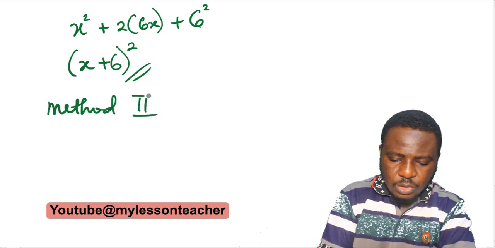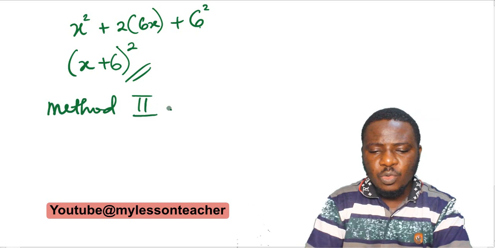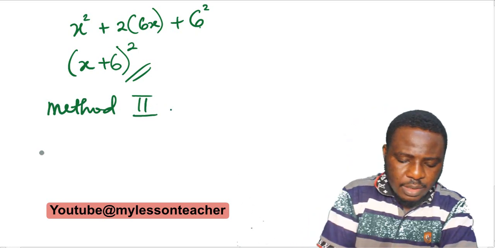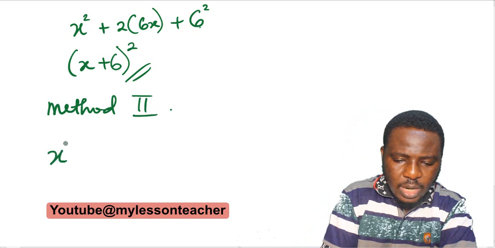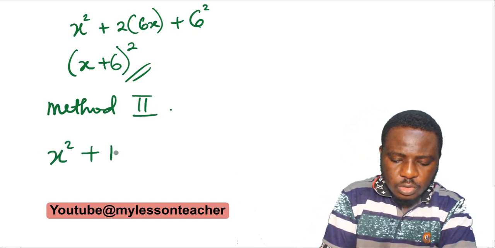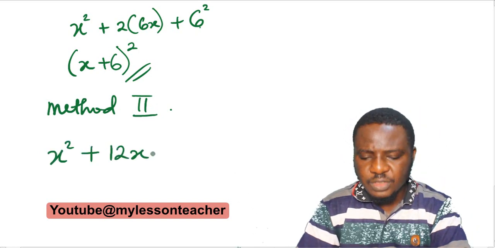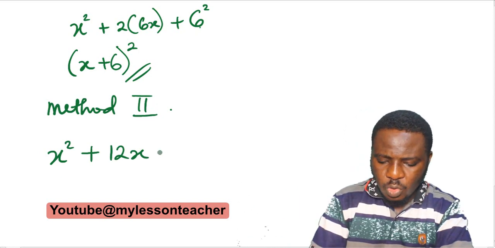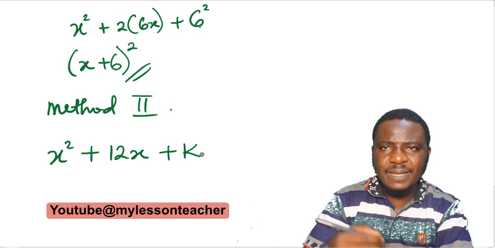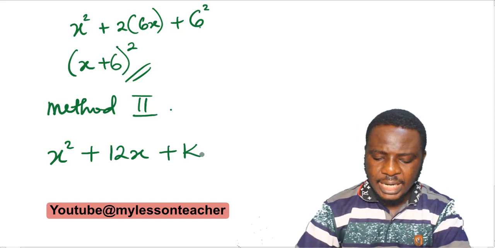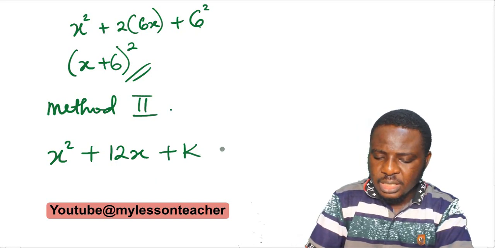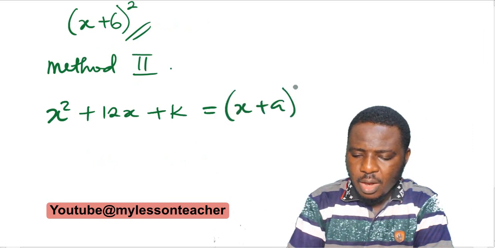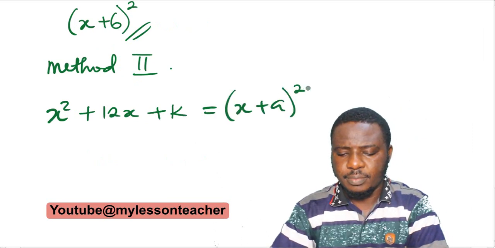If you are not okay with that method, method 2, the question says, what is that constant term that must be added to x squared plus 12x to make it a perfect square? So we said let that term be k. So I'll add it to plus k. Let this term be k. And we said when this is factorized, it gives us bracket x plus a all squared.